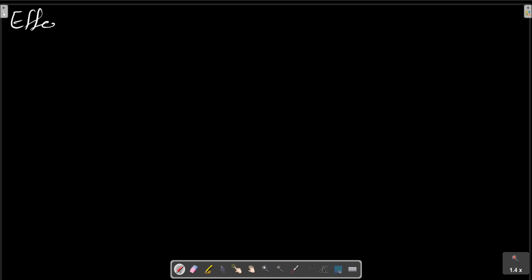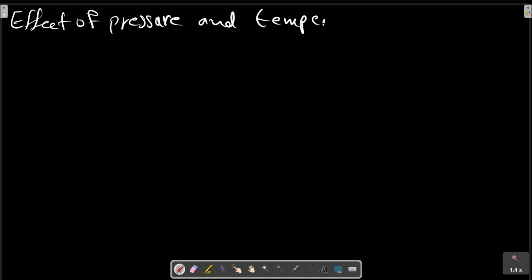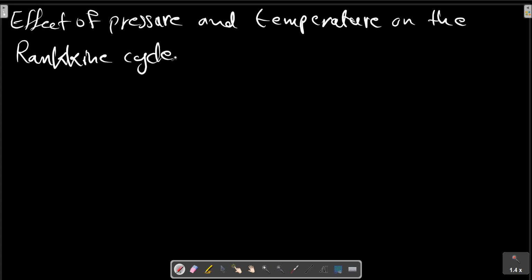Effect of exhaust pressure and temperature on the Rankine cycle. Let us first consider the effect of exhaust pressure and temperature on the Rankine cycle.